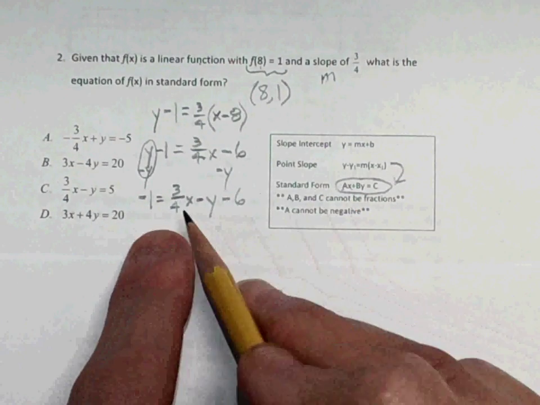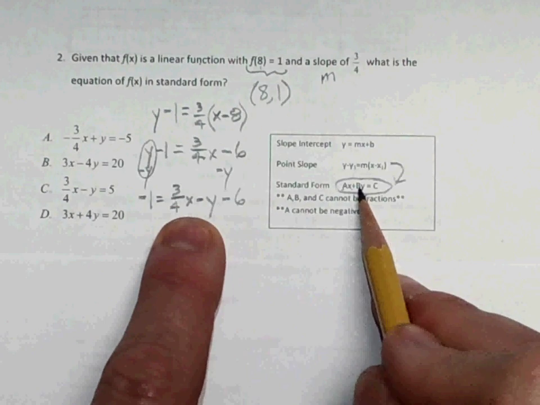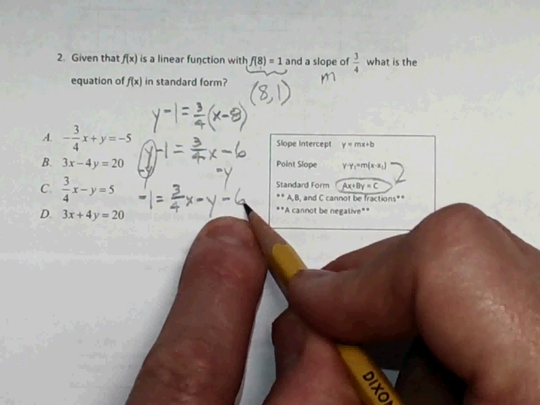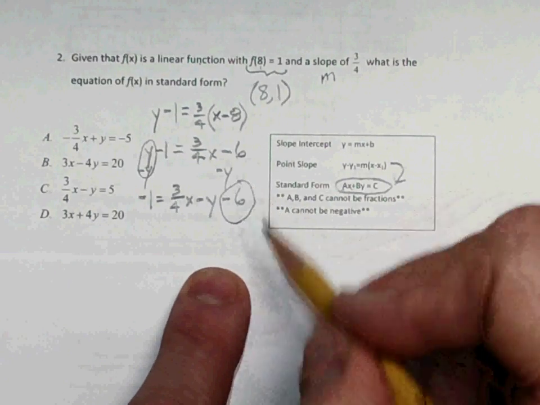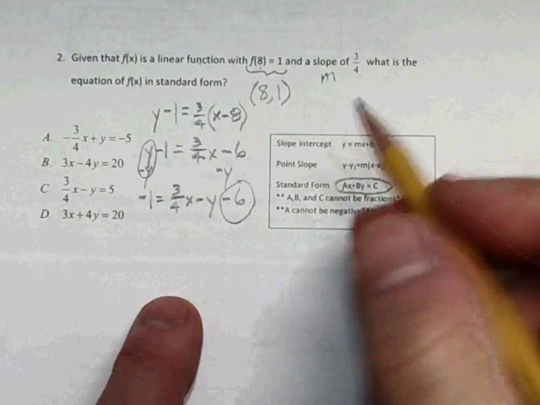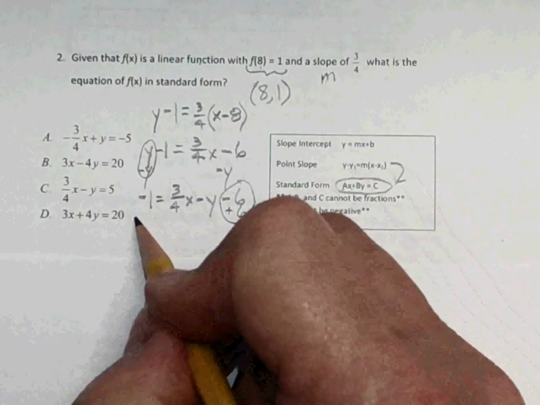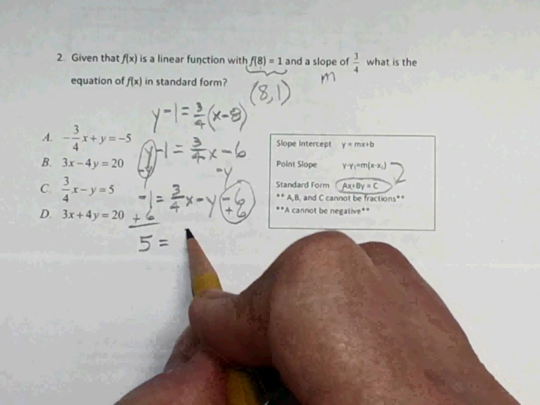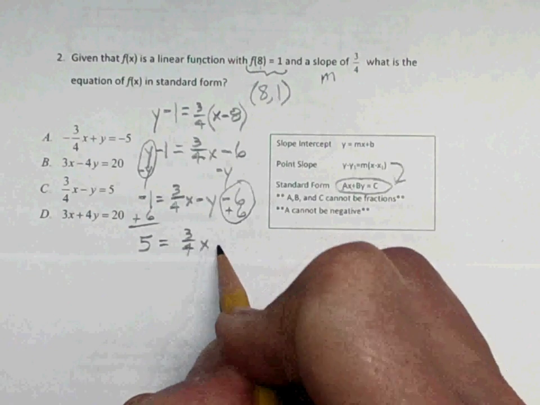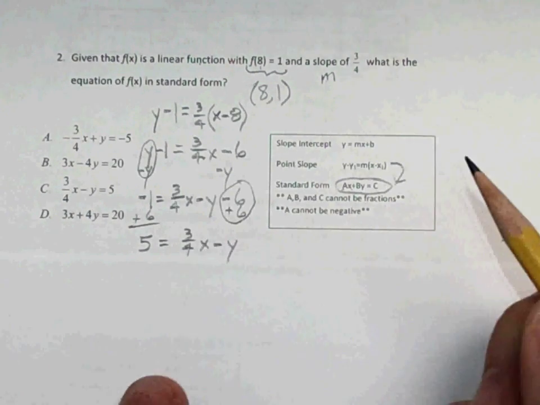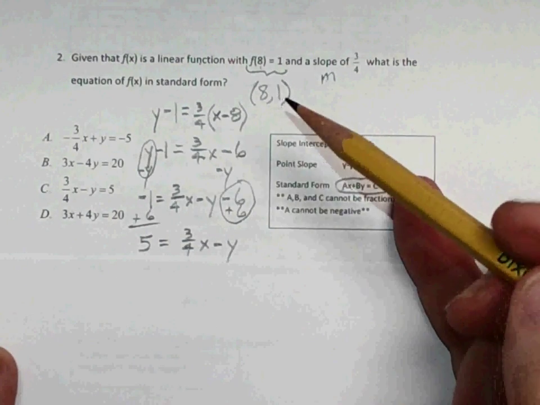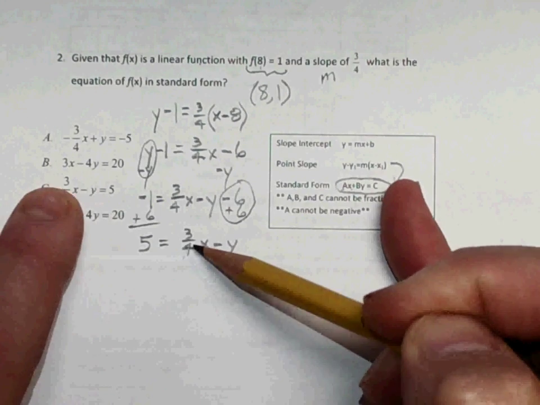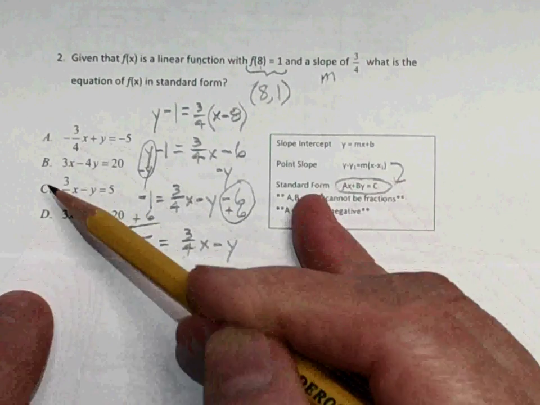So in standard form, the x and the y terms are on the same side. The number in front of x is positive. I've got that, but this constant doesn't have an x or y, so I need to zero that out. So I need to do what? I need to add 6. What I do to one side, I do to the other, and I get 6 is equal to 3/4 x minus y. It's just written on opposite sides, but I've got 3/4 x minus y equals 6. Let's go with C.